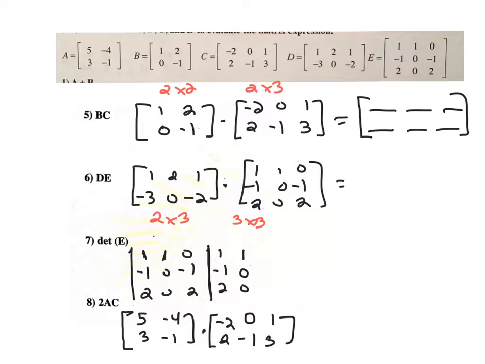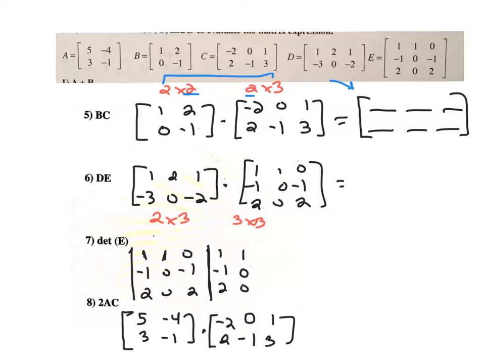Here, number 5 is a 2 by 2 times a 2 by 3. We're good to go there because these are the same. My answer is going to be 2 by 3, so I went ahead and drew that right here. And the same method, I'm going to cross the first row and down the first column. I'll point that out one more time here. I'm going across the first row, down the first column.